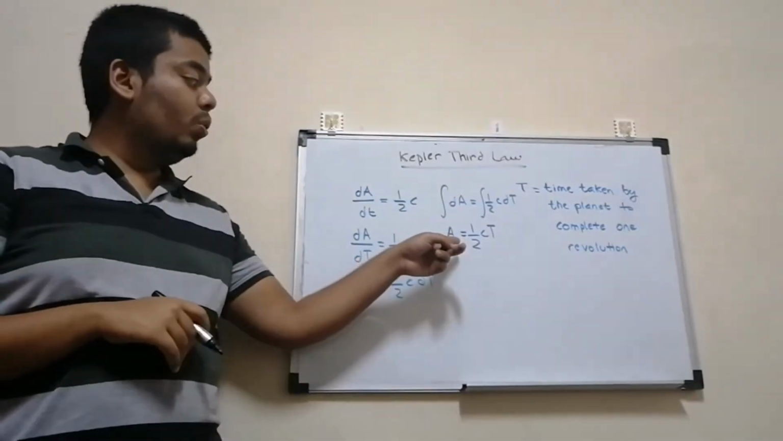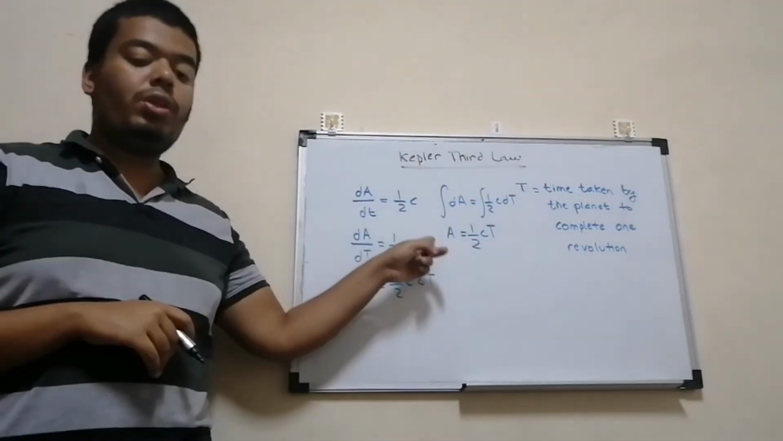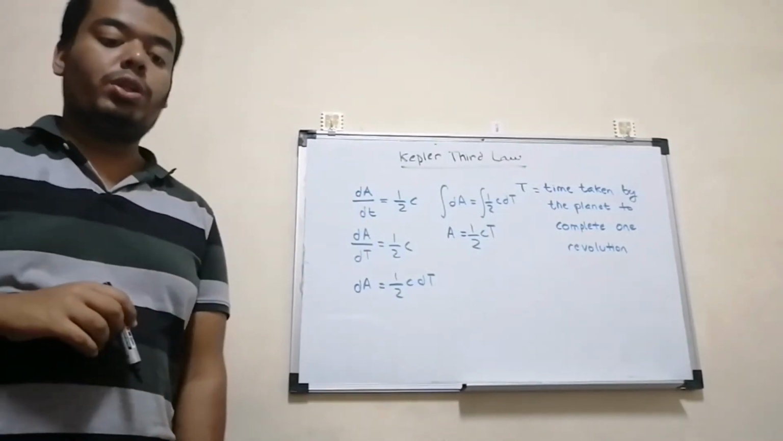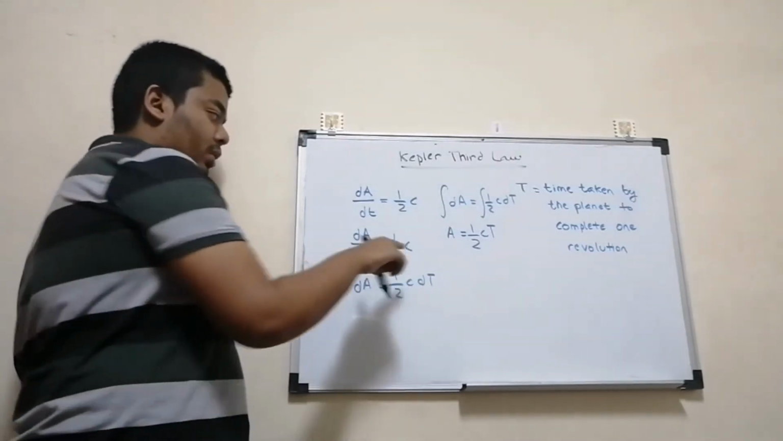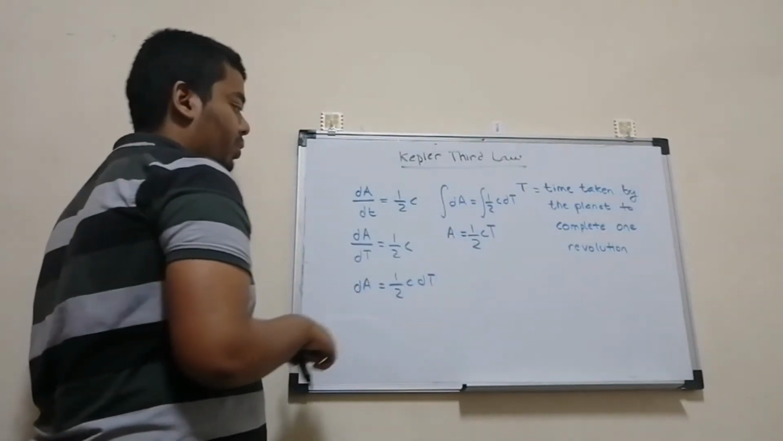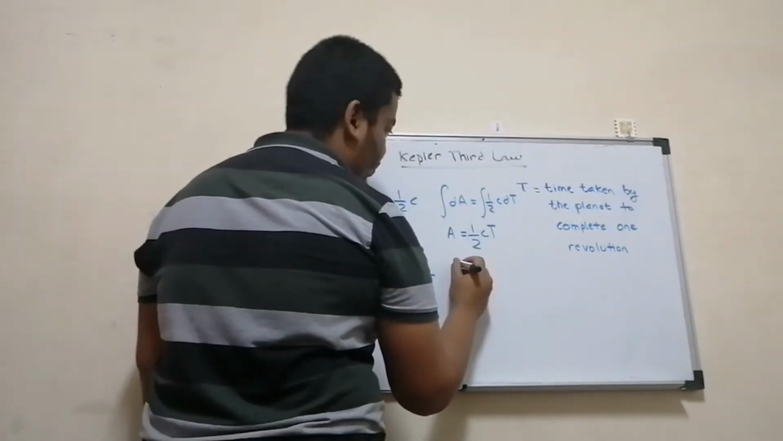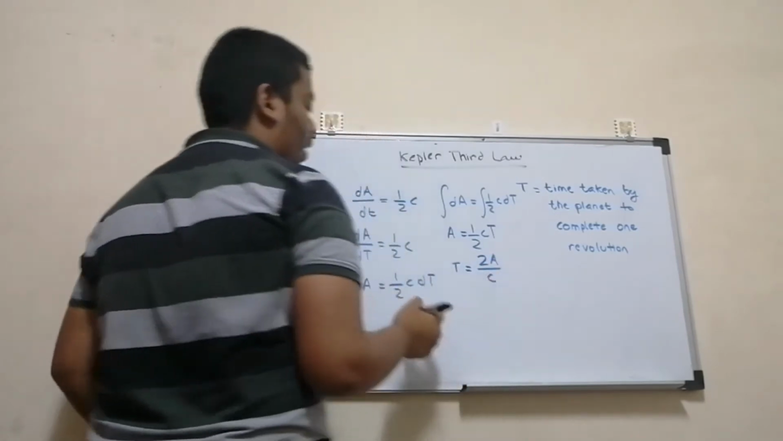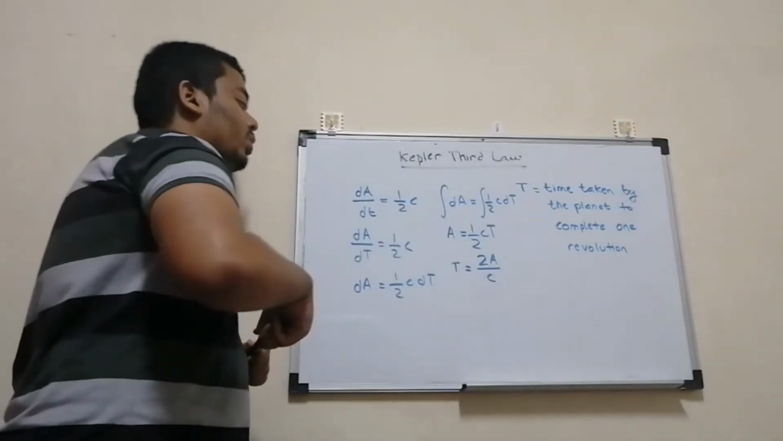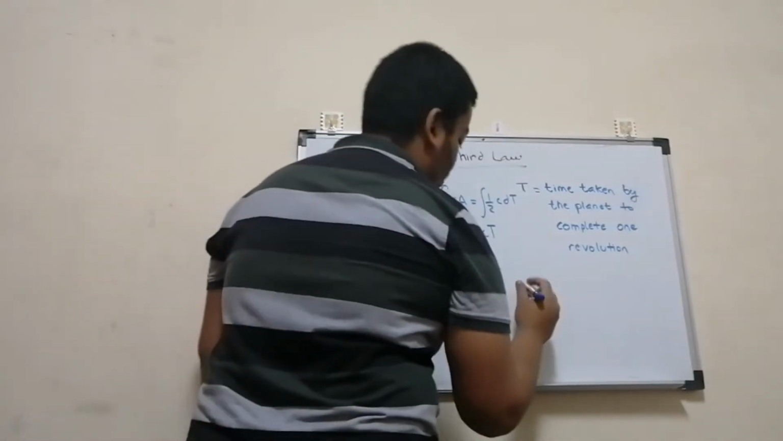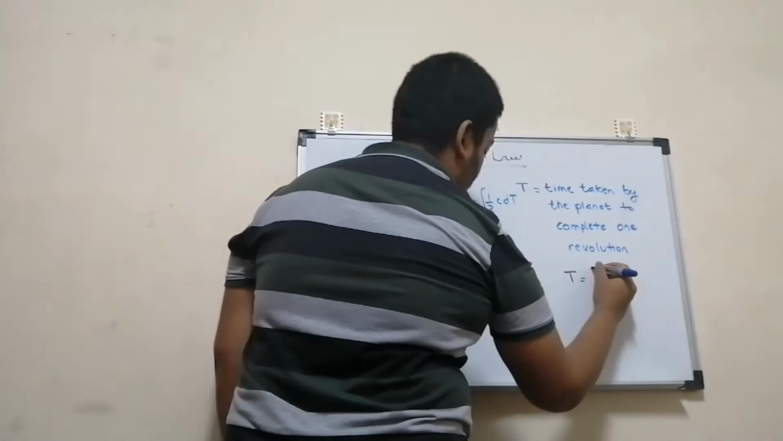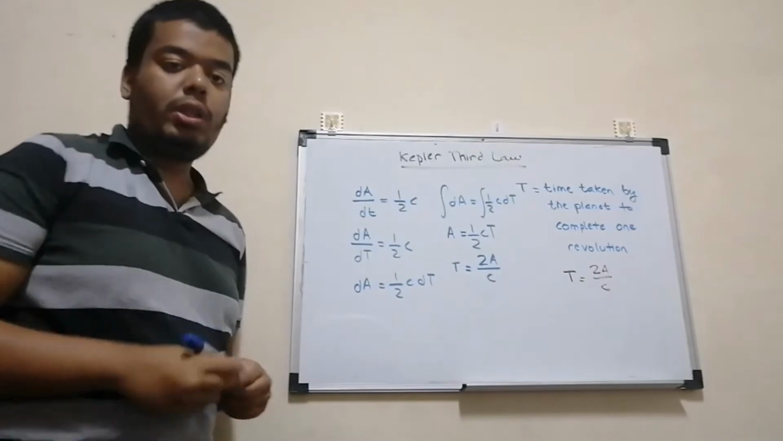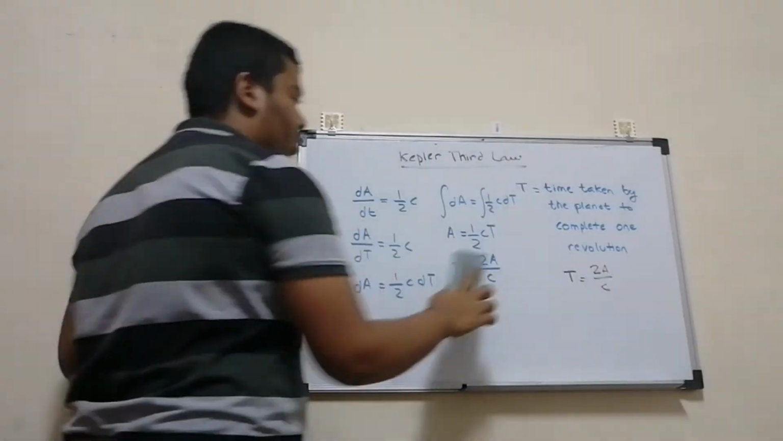There you go. We have the formula for the area that is covered by a planet during an entire revolution. Now we can make T the subject of the formula. T can be written as T is equal to 2A over c, and I will write this down here. T is equal to 2A over c. Okay, now sorry guys, I'll just reach for my eraser, and now let me remove everything else.